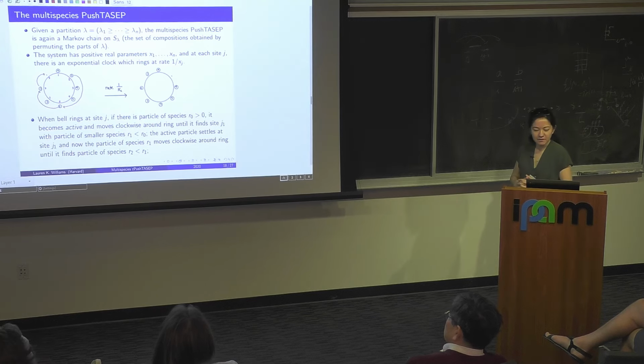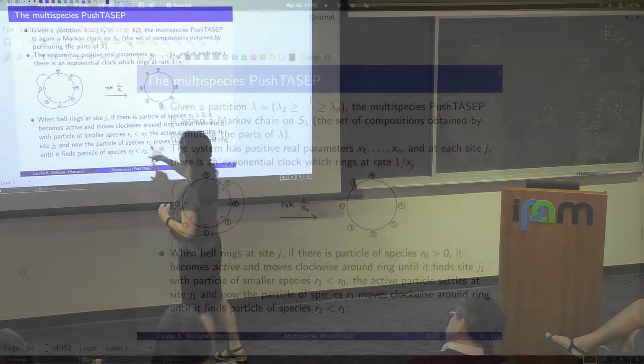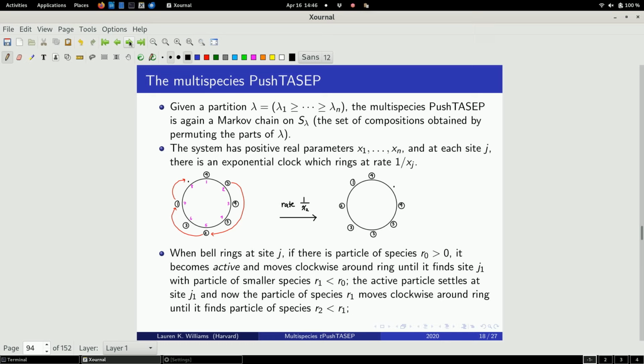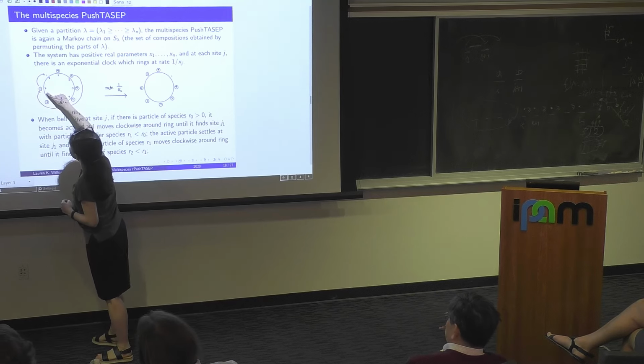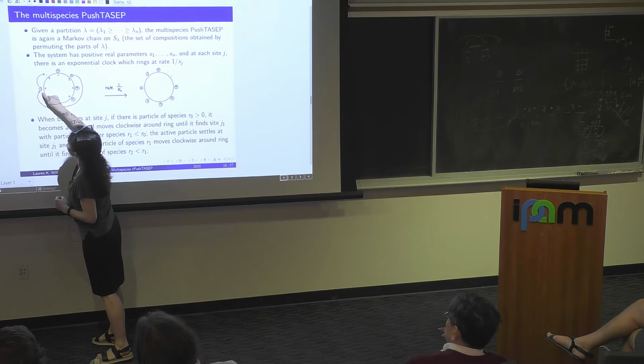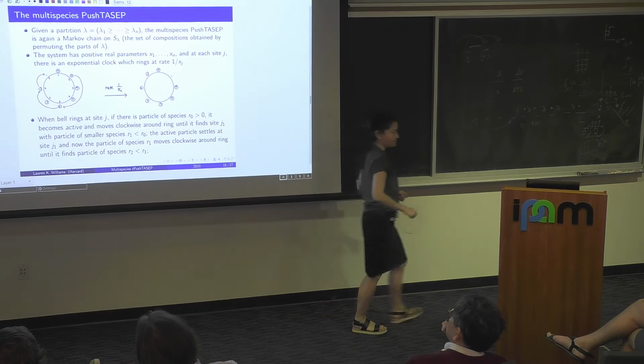Okay. So our 3 is going to settle at the place where 2 was, and now this new particle, the new particle of species 2, is going to become active, and it's going to now jump up and start looking around for the next smallest particle. And here it's going to find the next smallest particle is 1, and so 2 is going to settle at 1, and then this 1 is going to become active, and now keep moving until it finds something which is smaller, and it's going to find this vacancy and settle there.